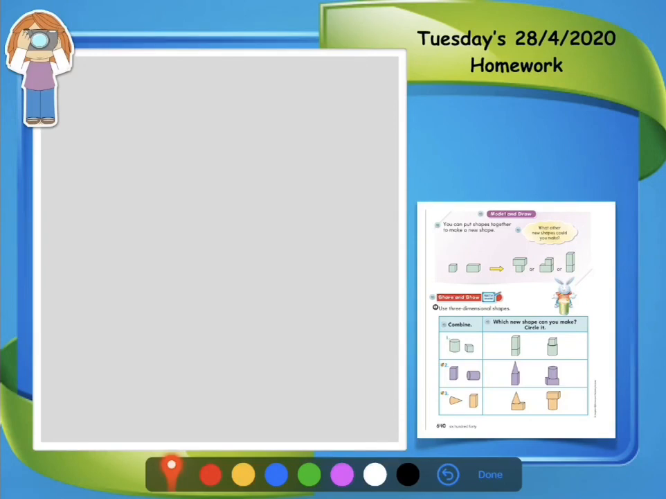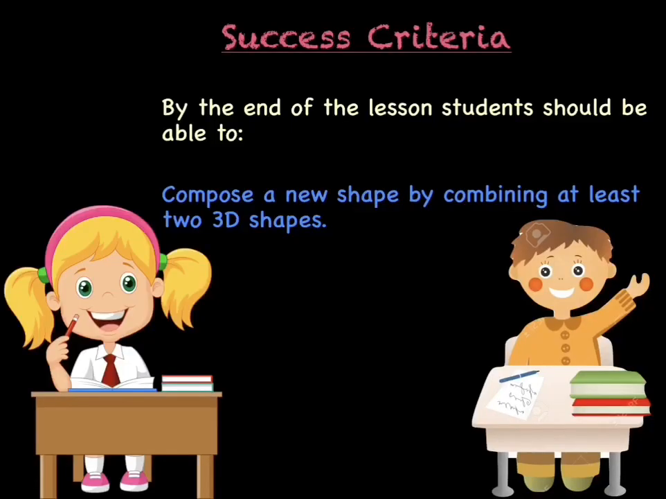Here is where you are going to put your work. After you take a photo of your work, place it here in this part. Success criteria. I hope you all now are able to compose a new shape by combining at least 2 3D shapes.